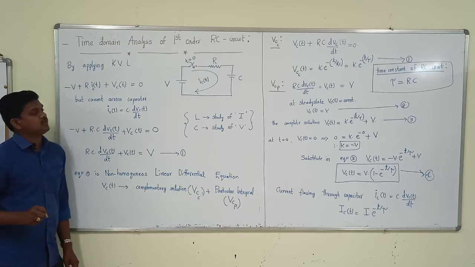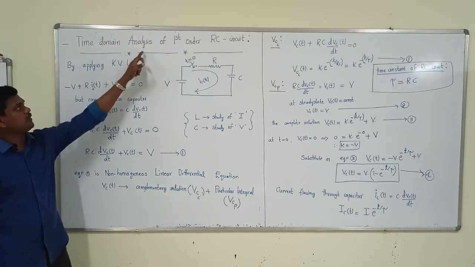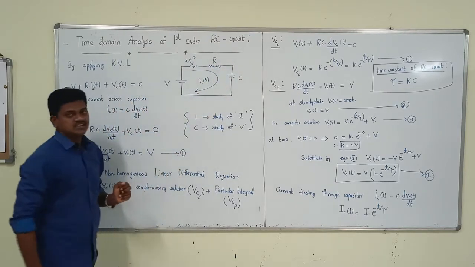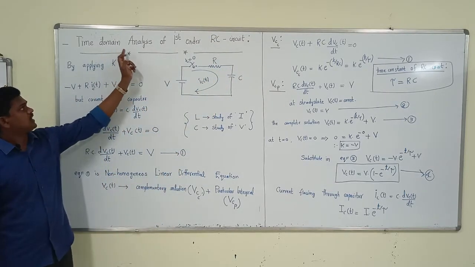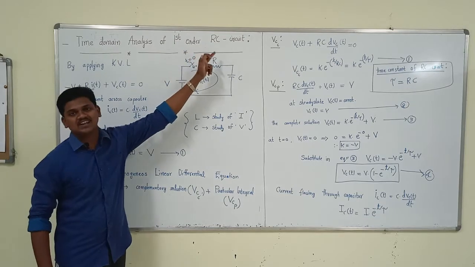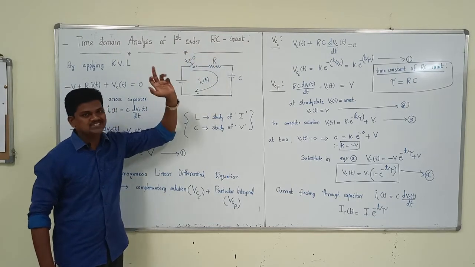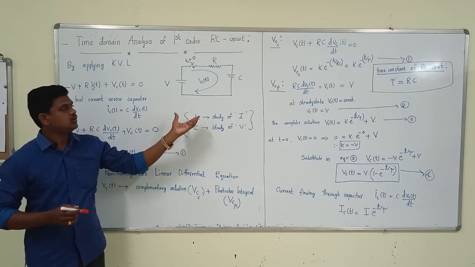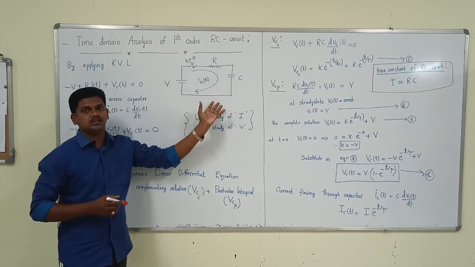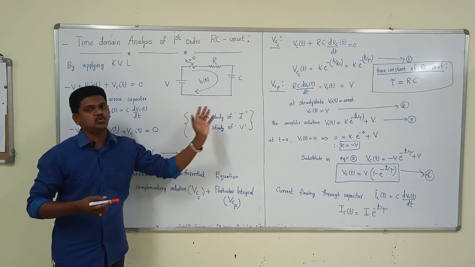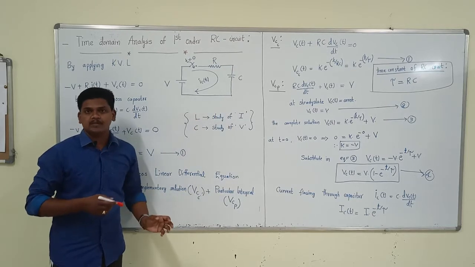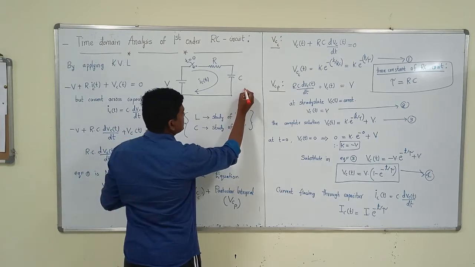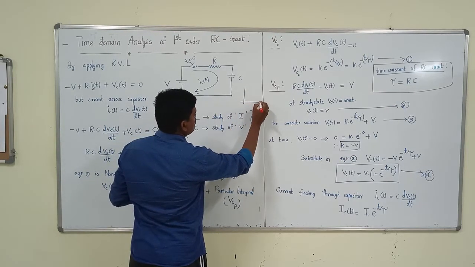Now the topic is time domain analysis of first order RC circuit. Last class we discussed time domain analysis of first order RL circuit. So what is time domain? Once again, time domain is nothing but any particular element is analyzed with respect to time with their parameters, current and resistance. And simply, once again I will write here, we have RC circuit.